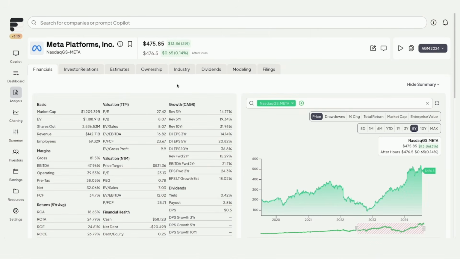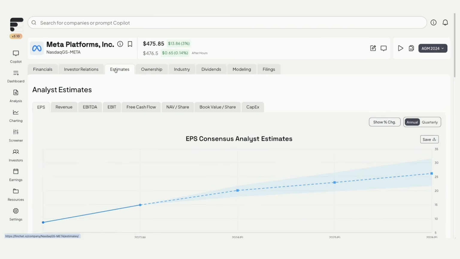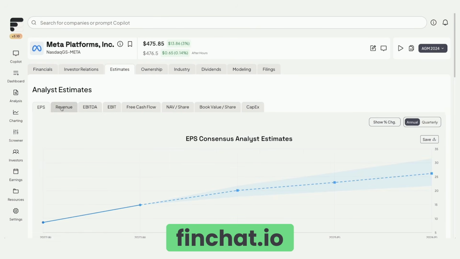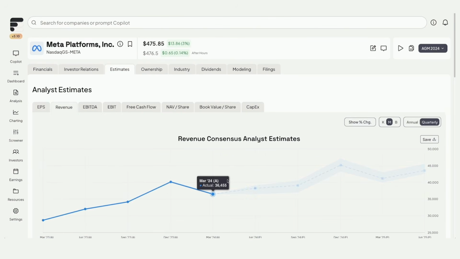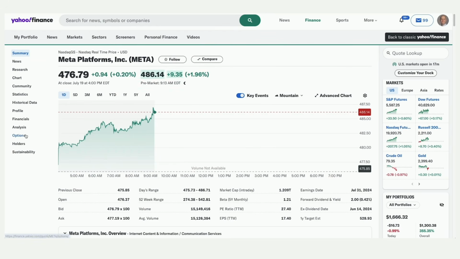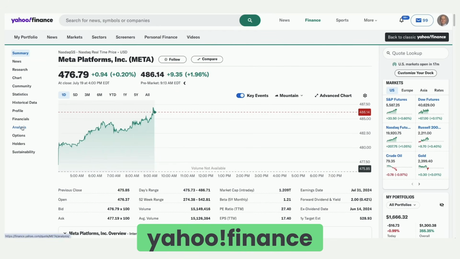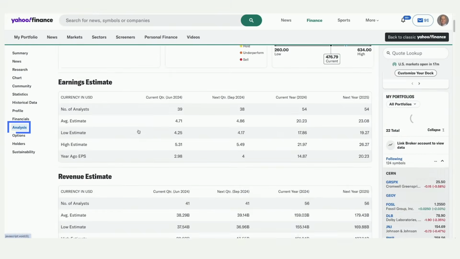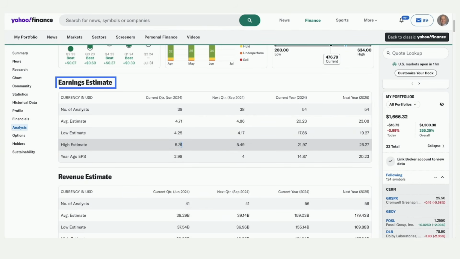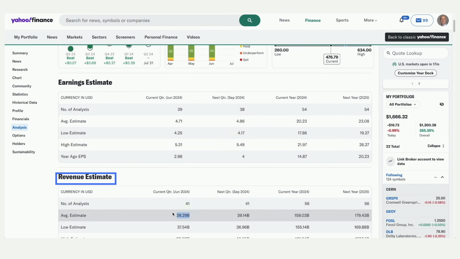Now, you can easily find and track these numbers by using sites like FinChat, which tracks a company's revenue and earnings per share on a quarterly and annual basis. Another place that you can get them is on Yahoo Finance. If you click on the Analysis tab, you can actually scroll down and see the earnings estimates for both the quarter ahead in revenue and earnings. Now, knowing these estimates is incredibly important because the company's actual results will be compared to these expectations, and that can have a huge impact on the company's stock price.